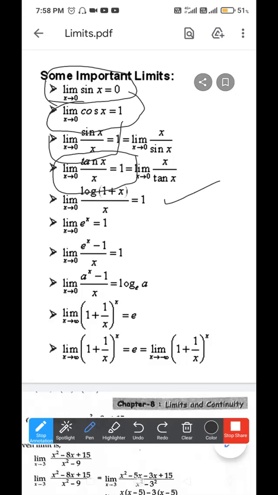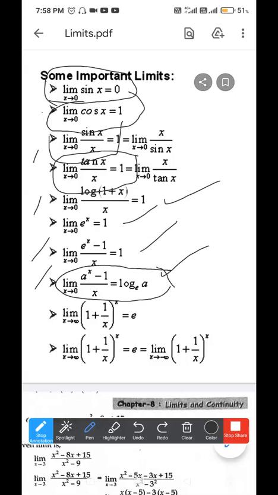If limit x tends to 0, e power x is equal to 1. Over here, as you can see, everywhere x tends to 0 only. E power x minus 1 by x is equal to 1. A power x minus 1 by x is equal to log a to the base e.